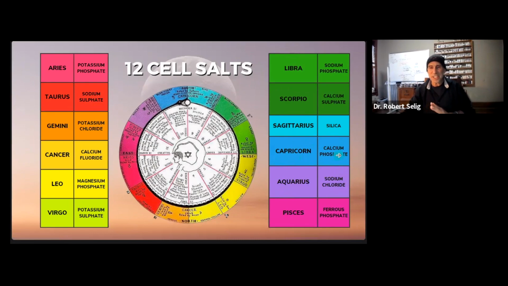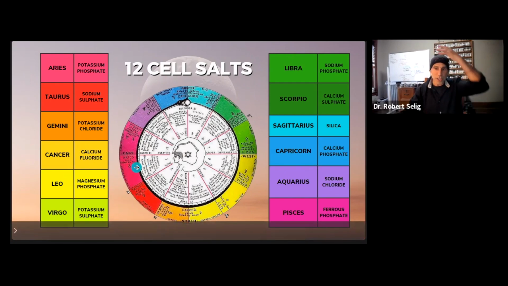This isn't the only way to prescribe it. In fact, it's a small part of how I prescribe it, but it certainly is one way. Just because I'm born in Capricorn doesn't mean I may not need my polar opposite in Cancer, calcium fluoride, or the Cancer may need its polar opposite, calcium phosphate.